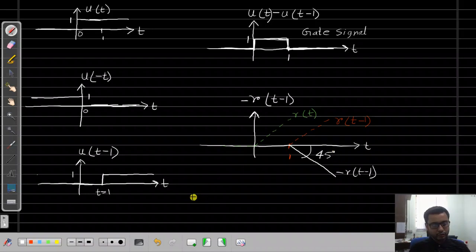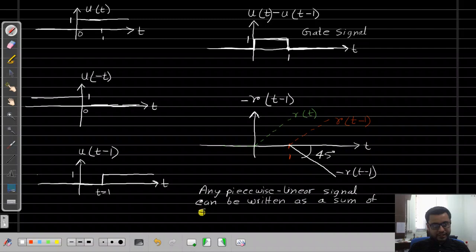Now let me tell you a very interesting fact, that any piecewise linear signal, that means a signal which is composed of small straight lines, any such signal can be written or expressed as a sum of step and ramp signals.